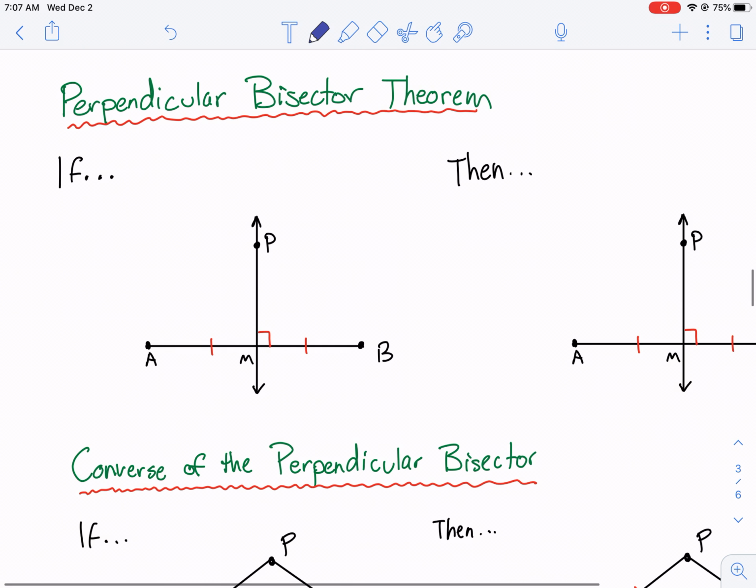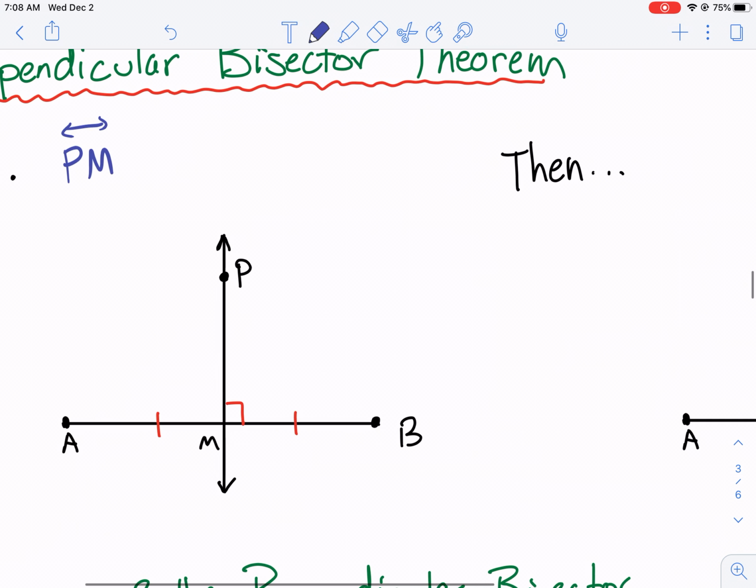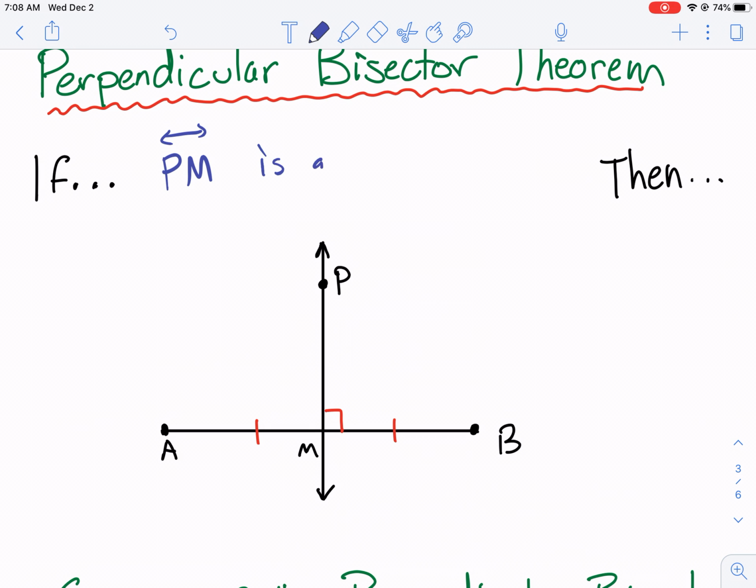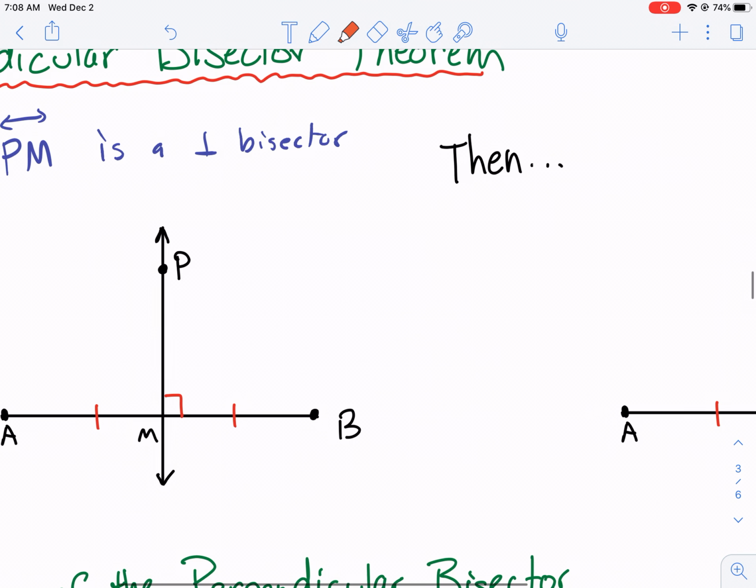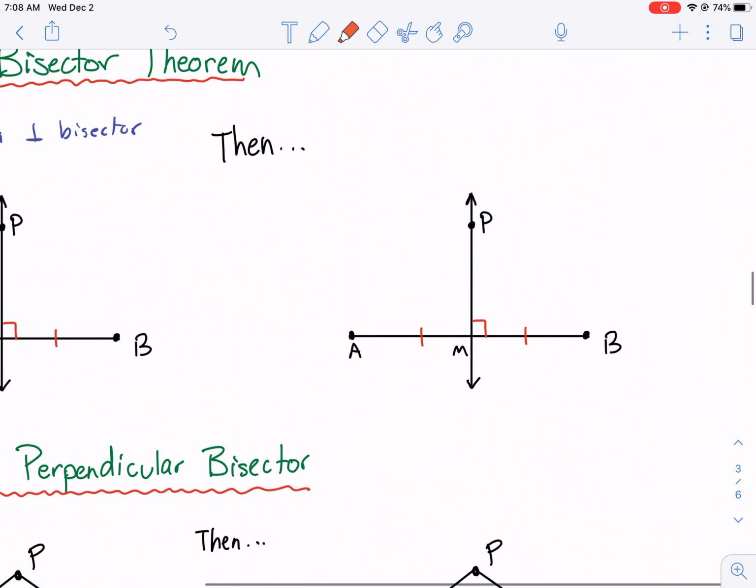Now, perpendicular bisector theorem. What is this about? If PM, and that's a line, so make sure you give it the appropriate line hat, is a perpendicular bisector, then what can we say? I abbreviate perpendicular with this symbol, by the way, in case you're wondering.